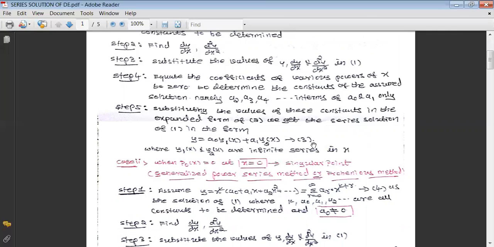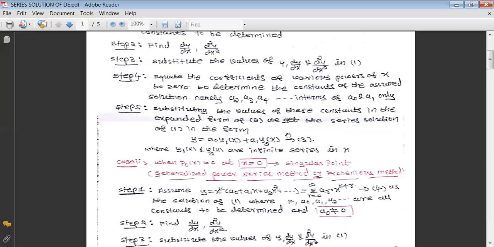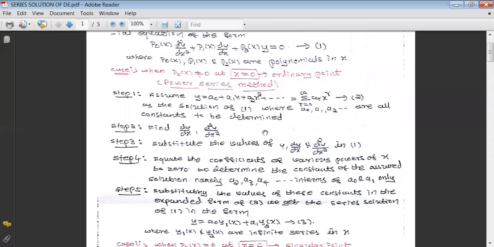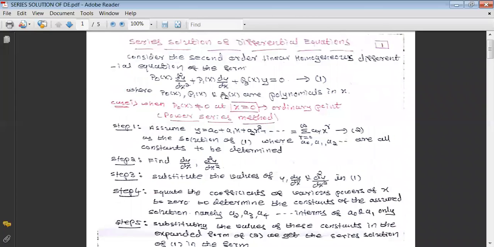Let us take it as equation 3, where y1(x) and y2(x) are infinite series in x. As all the constants, that is a2, a3, a4 and so on, are expressed in terms of a0 and a1 only, our final solution will contain only a0 and a1 along with the two infinite series, namely y1(x) and y2(x). Now let us denote it as equation 3. This is the procedure which we have to adopt to find the series solution of the given differential equation using the power series method.